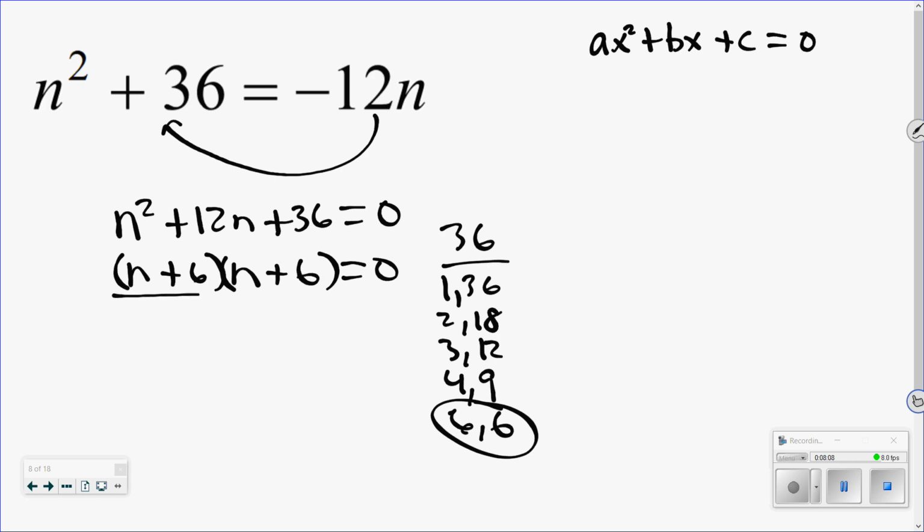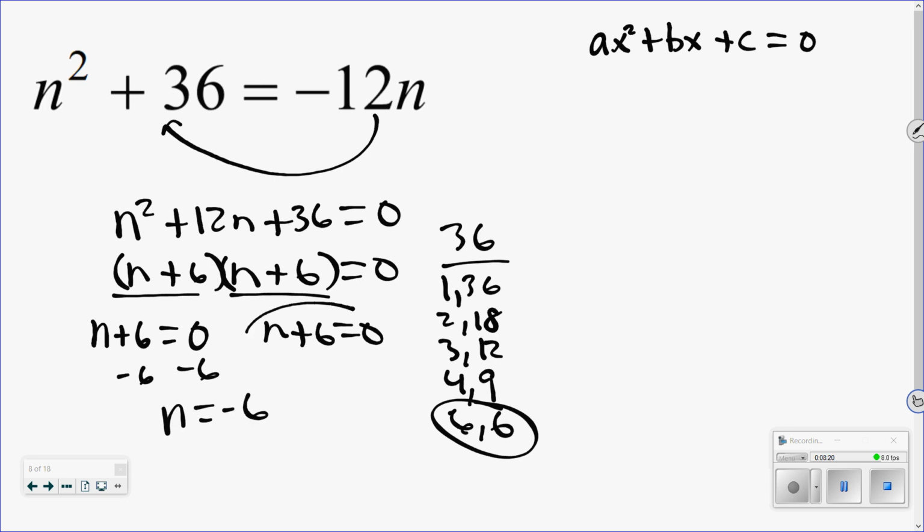Okay, now take my two factors, set them equal to 0. So I take each one separate. n plus 6 equals 0. Hey, these two are going to have the same answer, aren't they? Minus the 6 over. If I solve this one, I'll get the same answer as I got when I solved that one. So this time, I only have one solution. Really, it's one solution that's repeated twice. It could be -6 or -6.